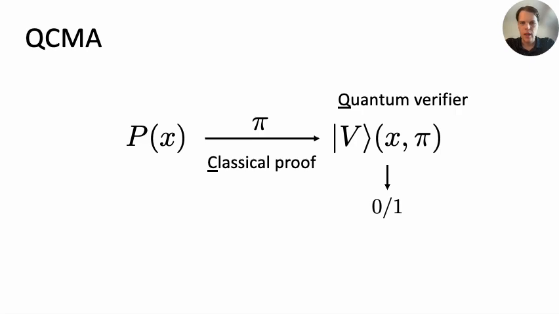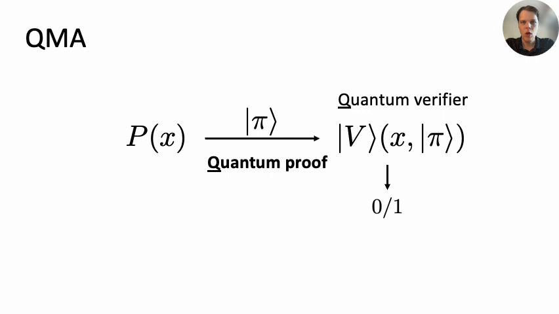So now the question is, what happens when we move to the quantum setting? Well, one option for generalizing NP is the notion of QCMA, where the proof pi remains classical, but now the verifier V is allowed to be a quantum algorithm. We could have instead defined the class QMA, where both the verifier and the proof are actually quantum.